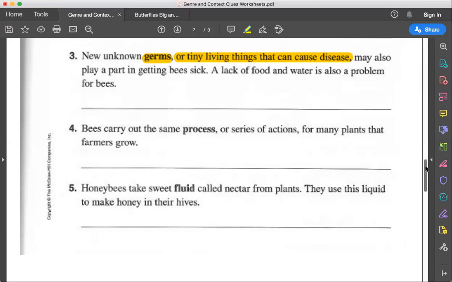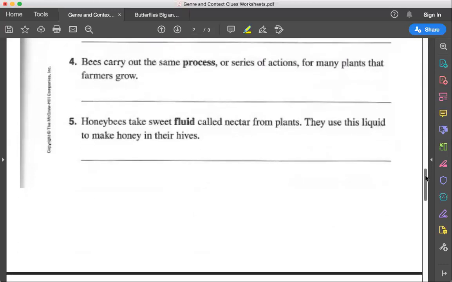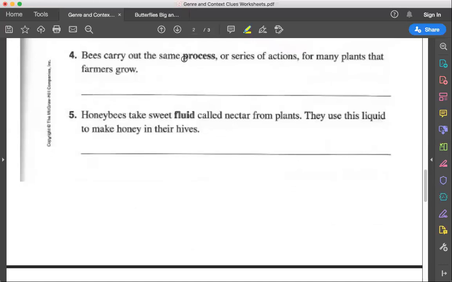Number 4. Bees carry out the same process, or series of actions, for many plants that farmers grow. Hey, I see the commas again. So, series of actions. A process is a series of actions, like 1, 2, 3, 4, maybe 2, 3, 4, 5, whatever number of things that you do, actions.